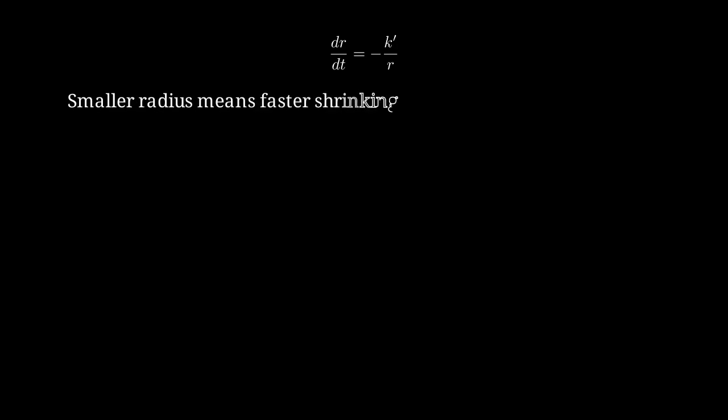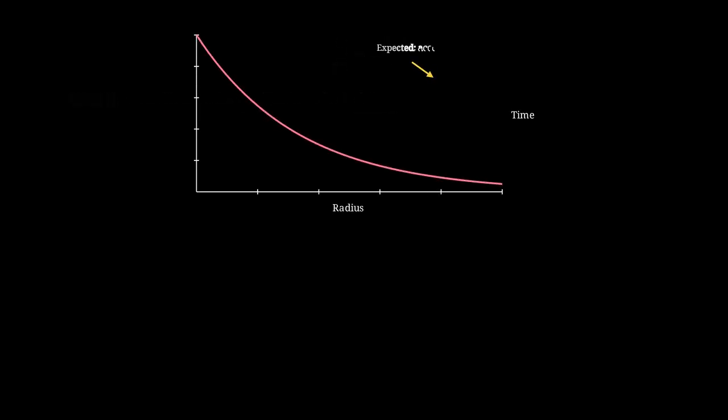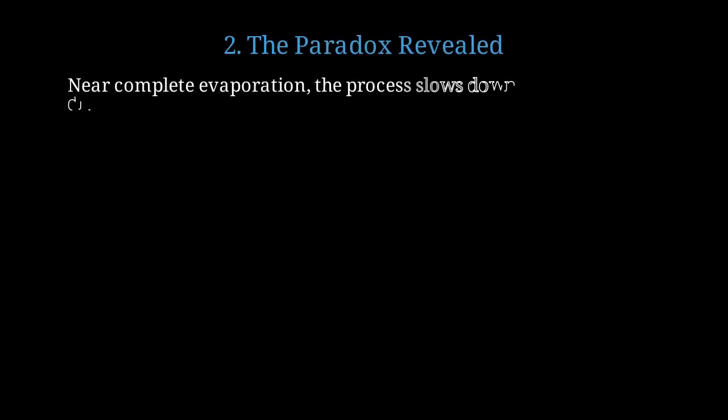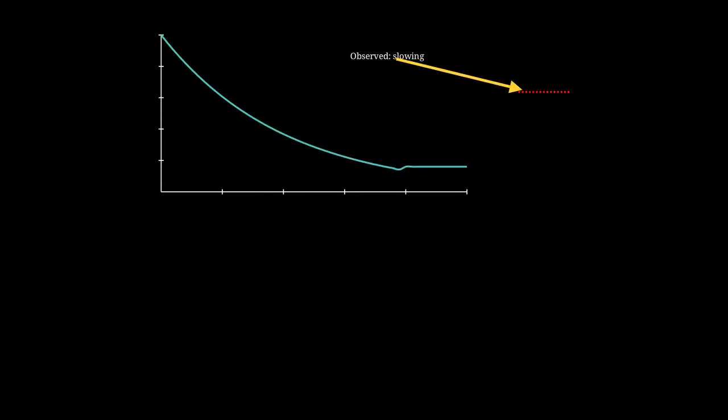So smaller radius means faster shrinking, which predicts acceleration of evaporation. This graph shows the expected exponential decay, with the droplet shrinking faster as it gets smaller. But experiments show something completely different happens in reality. When droplets reach nanometer scales, evaporation slows down dramatically or even stops. This is the observed behavior. Evaporation proceeds normally but then mysteriously plateaus when the droplet becomes very small.